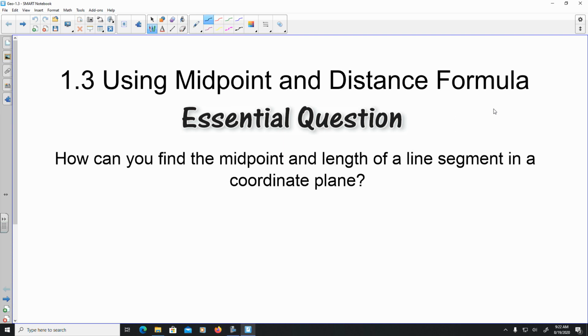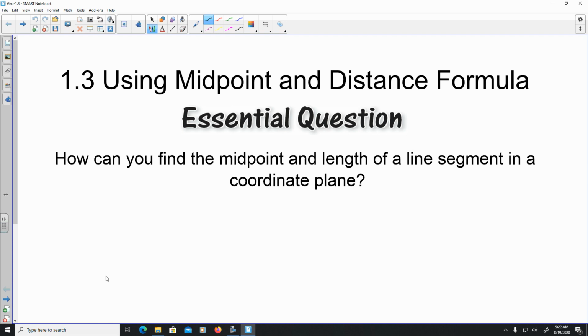Welcome to the video. In today's lesson, we're going to look at section 1.3, where we're going to be using the midpoint and distance formula. So we're going to figure out how you can find the midpoint and length of a segment in a coordinate plane.